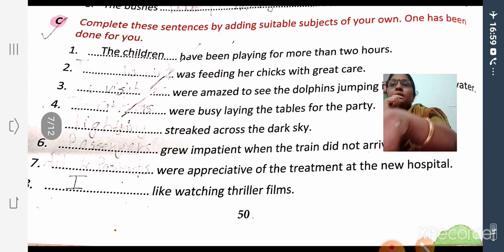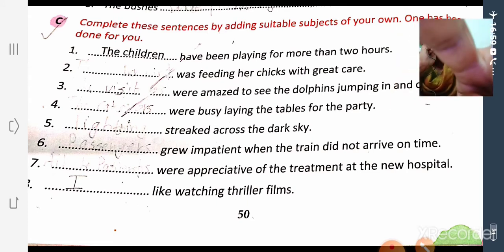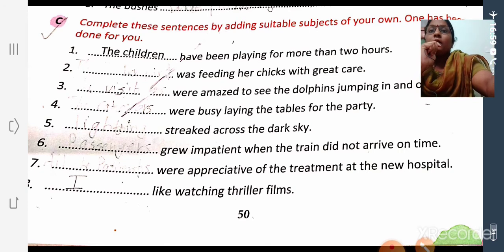Then next is: complete these sentences by adding suitable subjects of your own. One has been done for you. Here predicates are given, and we have to add a suitable subject. The children have been playing for more than 2 hours. The mother sparrow was feeding her chicks with great care.